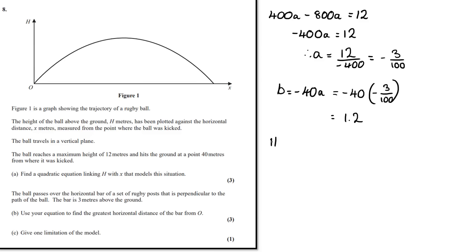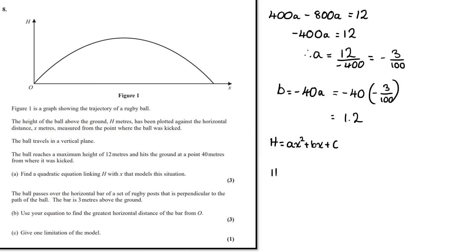So what we said is h equals ax squared plus bx plus c. Well, we know c is equal to 0. We know a is minus 3 over 100. So I'm losing my voice a little bit. Hopefully we'll make it through the rest of this question.